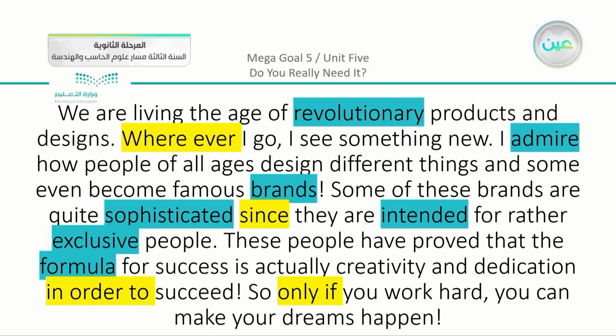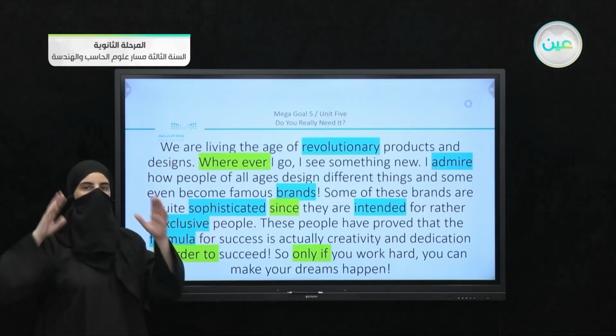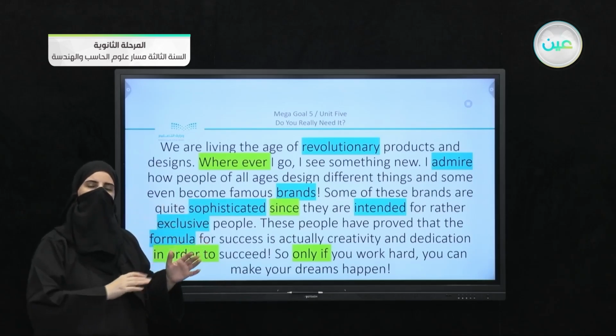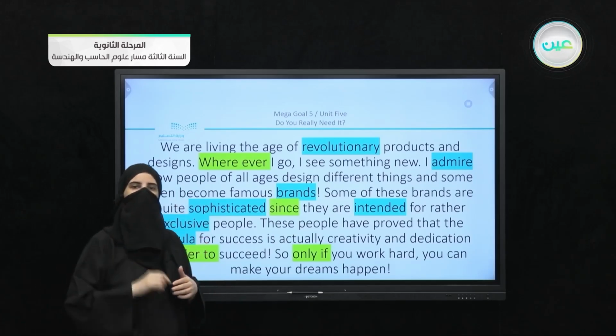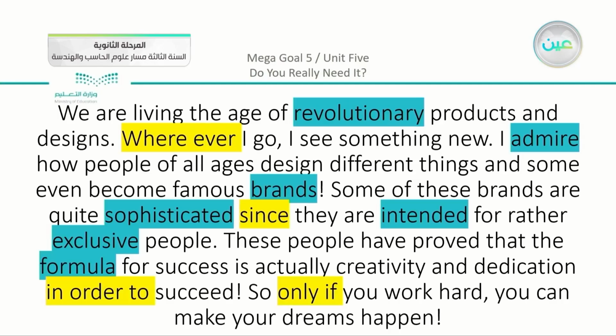Wherever I go, I see something new. So you can see that this is a complete sentence. We have here, wherever I go, I see something new, full stop. But this time there is the highlighted part. I'm concentrating on the yellow part. And you can see that the sentence is divided into two parts. How do I know? By using the comma.